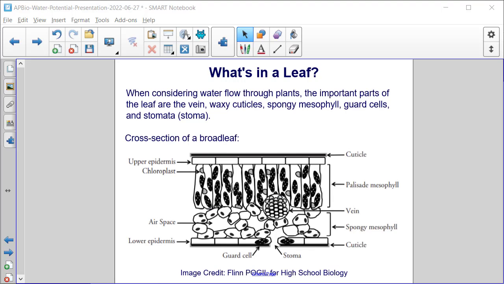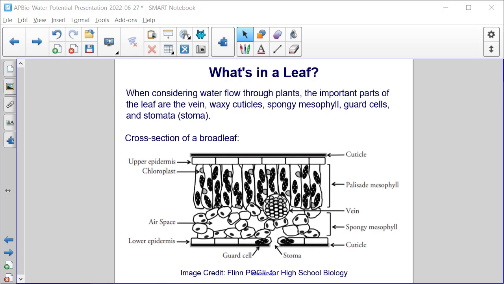When considering water flow through plants, the important parts of the leaf are the vein, waxy cuticles, spongy mesophyll, guard cells, and stomata or stoma. In the image is a cross-section of a broad leaf.